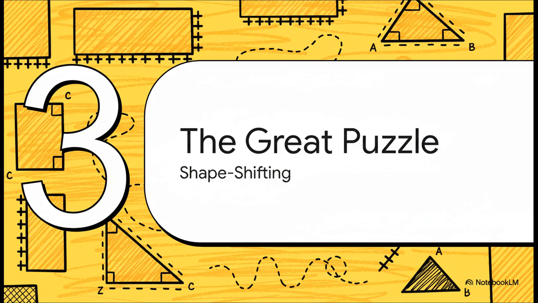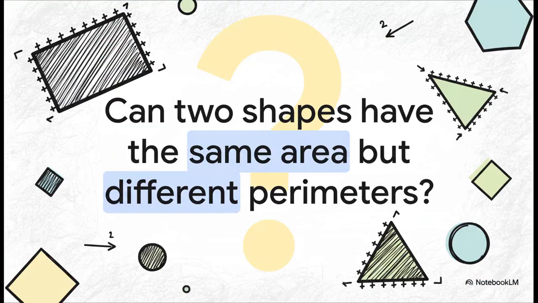It's kind of like a puzzle, and it's pretty cool. So I want you to really think about this for a second. Let's say you have 2 completely different shapes, but they cover the exact same amount of space. Their area is identical. Does that mean their perimeters have to be the same too? What does your gut tell you?